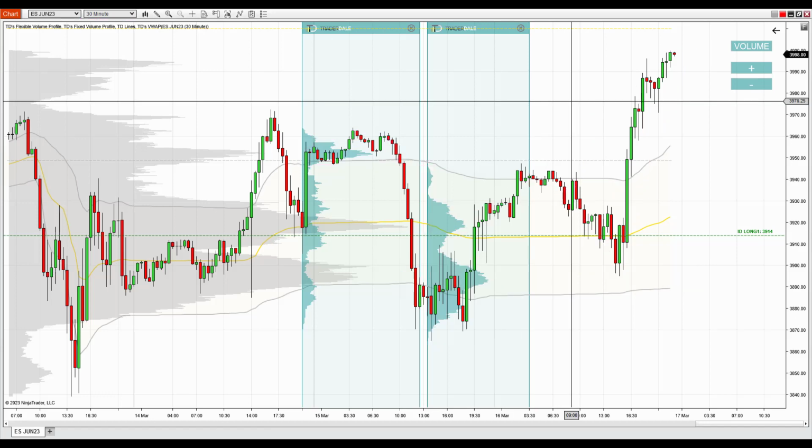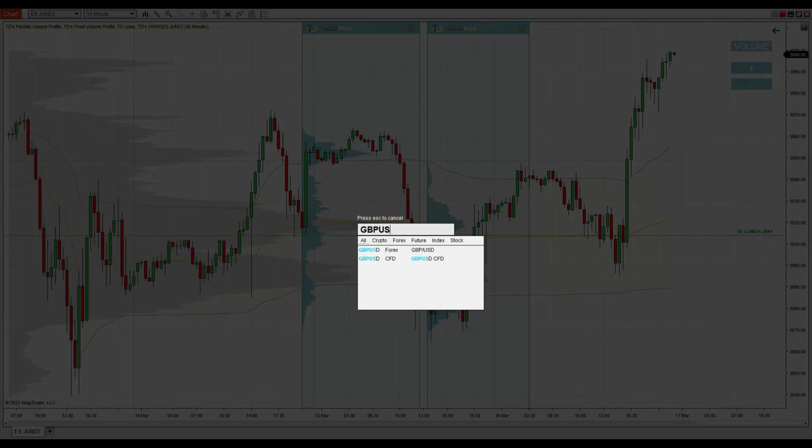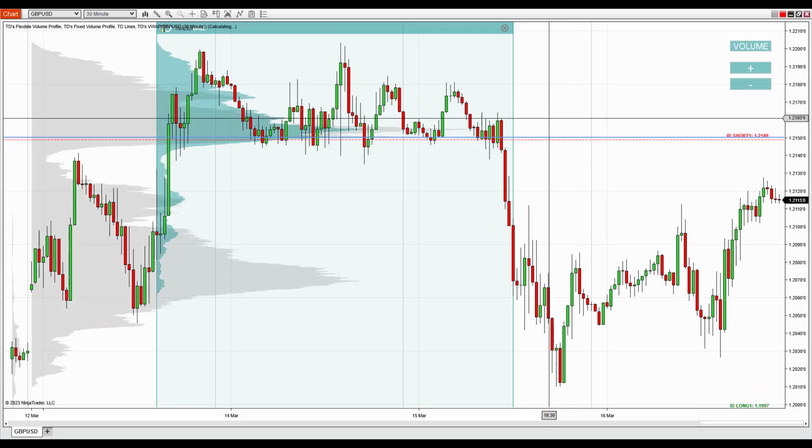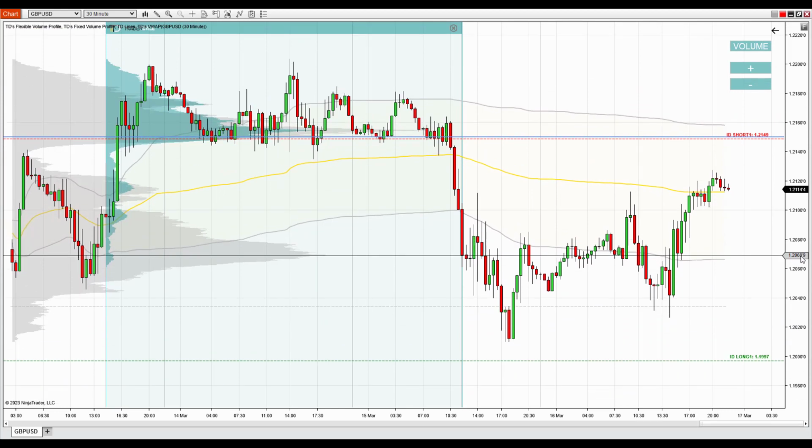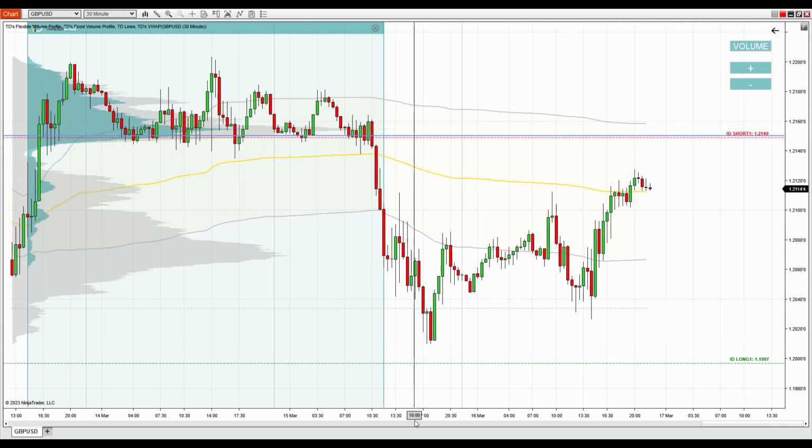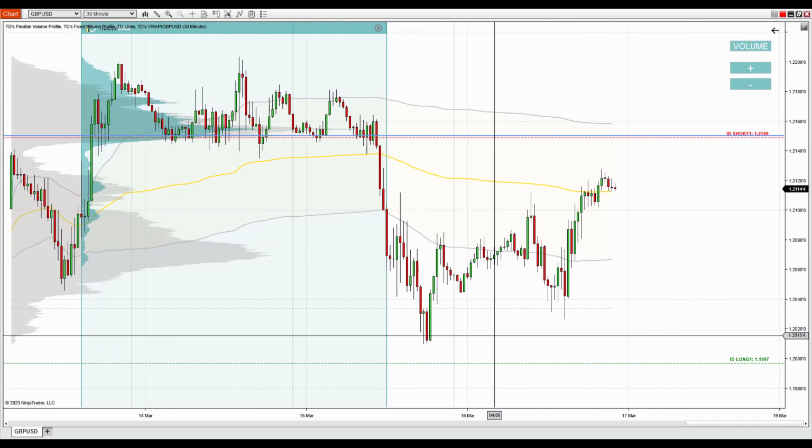Now there's one more example on a 30-minute chart, and that example is on the British pound. So this is a 30-minute chart of the British pound.